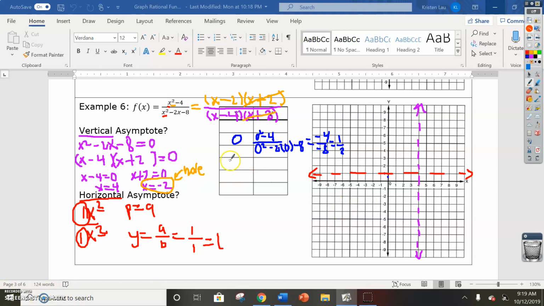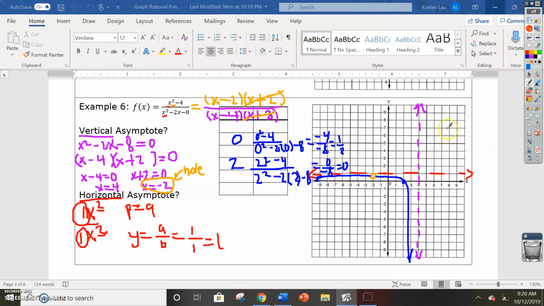Now I'm going to pick another point, and I'm just going to pick a positive 2. When I plug in a positive 2, that's 2 squared minus 4 all over 2 squared minus 2 times 2 minus 8. 2 squared is 4, and 4 minus 4 is 0. So 0 over 4 minus 4 minus 8, which is minus 8. So x is 2, y is 0. Okay. When I graph it, it's going to look something like that. But remember, my hole is at x equals 2. So when I graph the rest of my line, there's going to be a hole right here, and then I'm going to graph the rest of my line, which is like that.